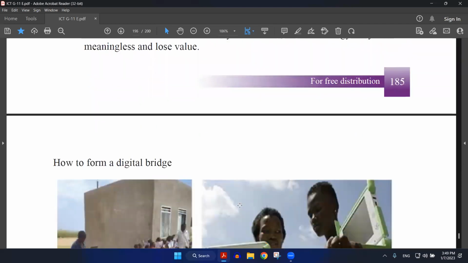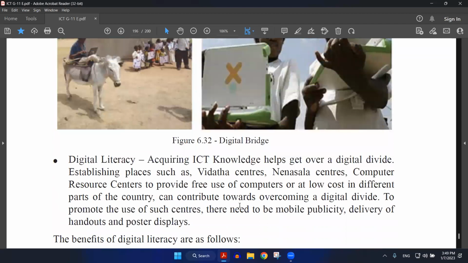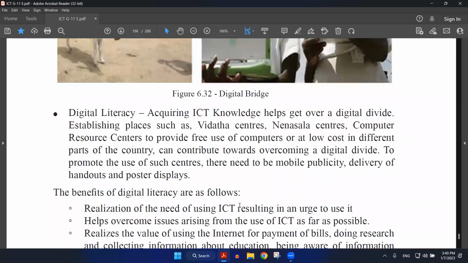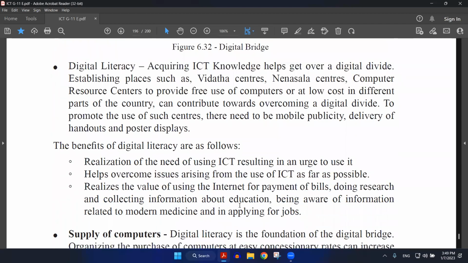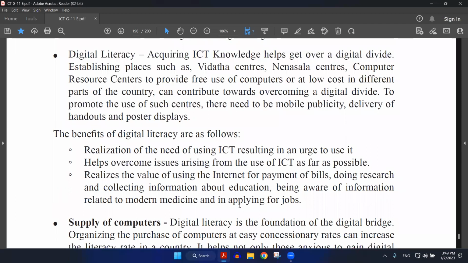So here are some ways they can do it, right? They can increase digital literacy, that is by providing proper digital education, or ICT education, and empowering people with the knowledge of ICT. Now, if you think about Sri Lanka, right?